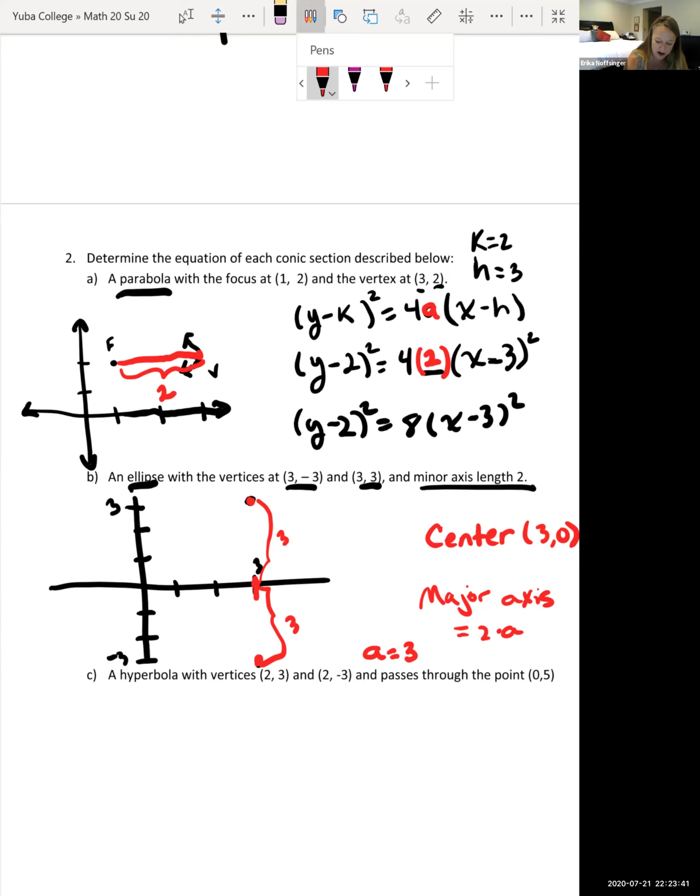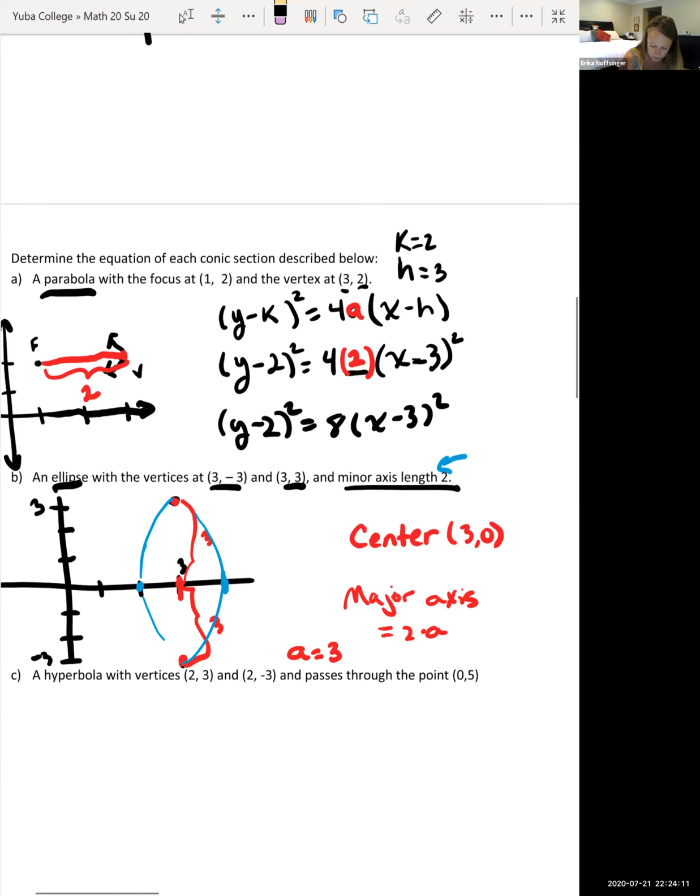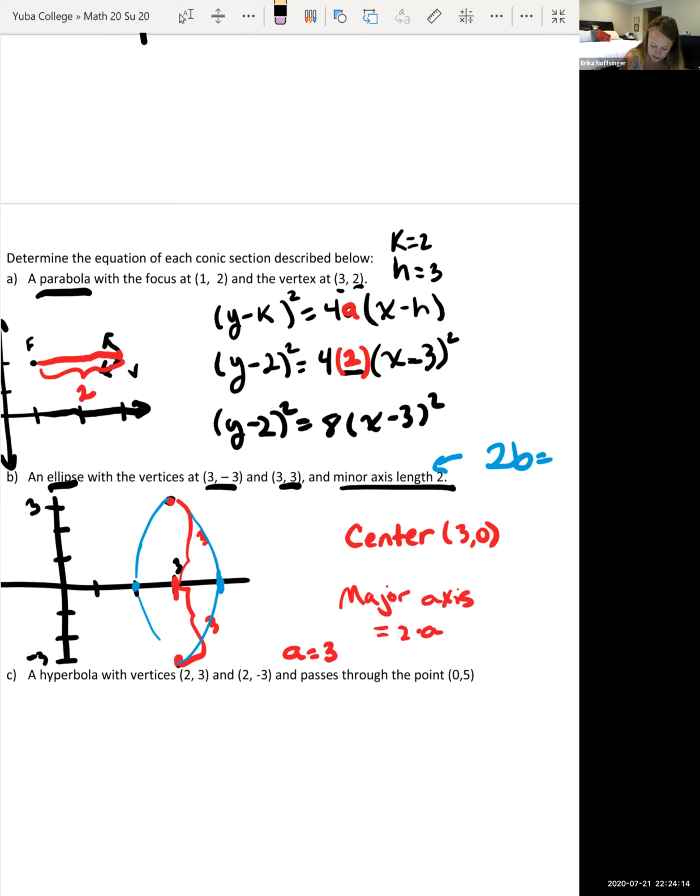Well, if the length of the minor axis is 2, half of that distance is 1. So that means we're going to go left and right from the center 1. I can have my picture here. I don't really need the picture, but that was just kind of helping me. So I know my b value. I know 2b equals 2, so b is 1.